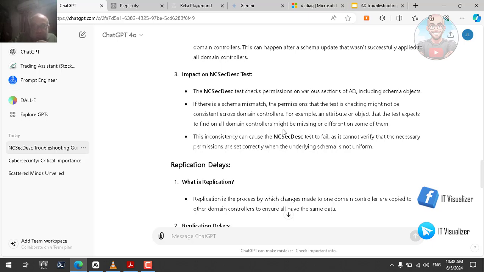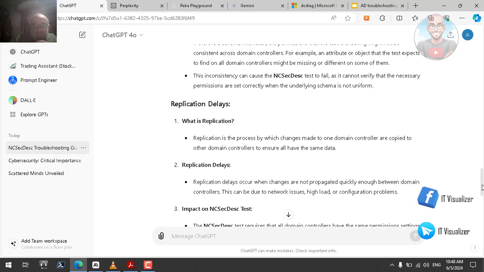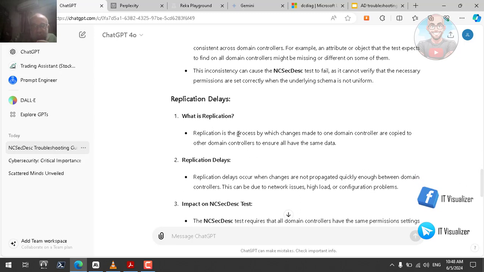So this is a little bit of an answer, but even though I am not convinced, let's see for the replication delays. Replication is the process by which changes made to one domain controller are copied to the other domain controllers to ensure they have the same data. Replication delays occur when changes are not propagated quickly enough between domain controllers. This is due to network issues, high load, or configuration problems. Okay, how will this impact these tests?